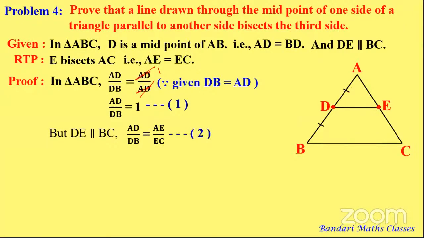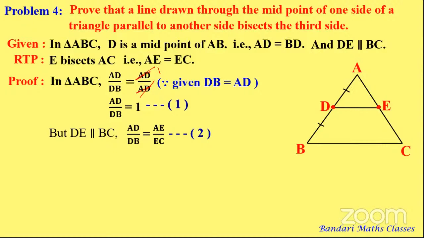So when DE is parallel to BC, apply the basic proportionality theorem: AD by DB is equal to AE by EC. This is equation number 2. What is equation number 1? AD by DB is equal to 1. What is equation number 2? AD by DB is equal to AE by EC.